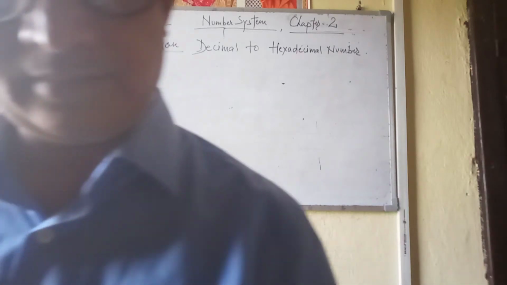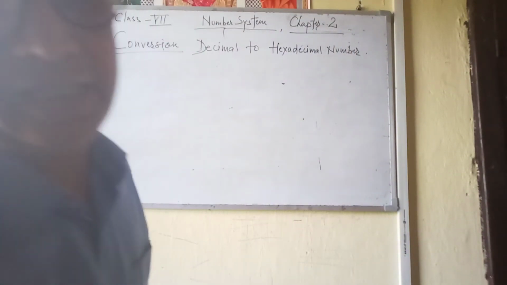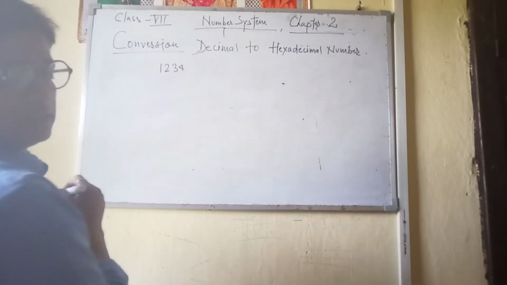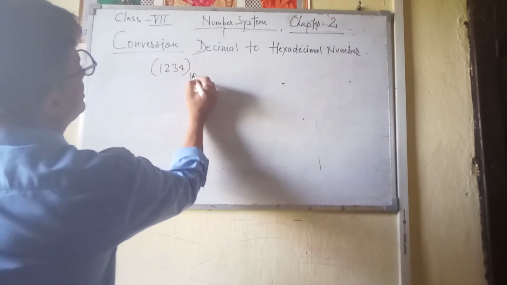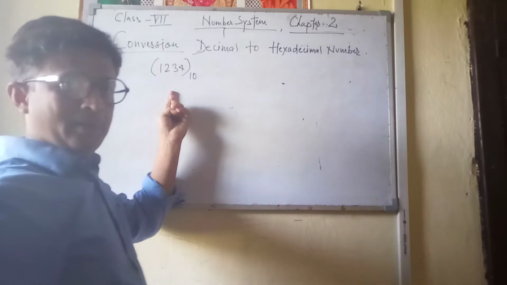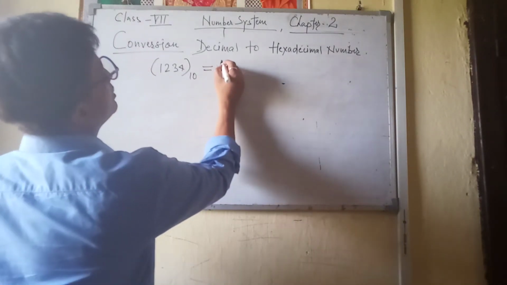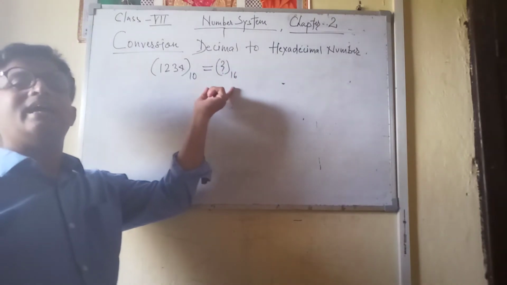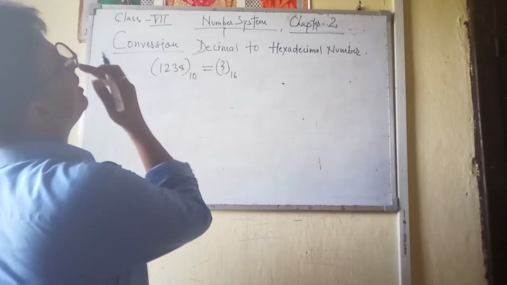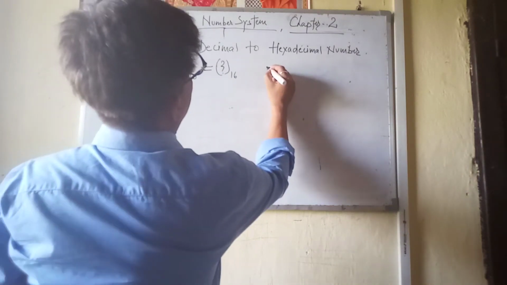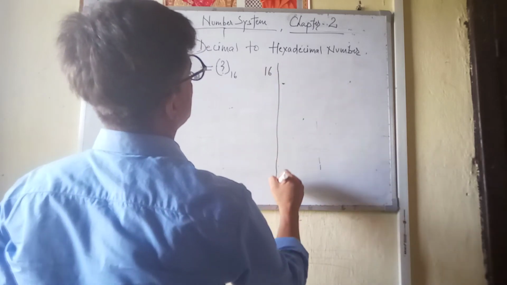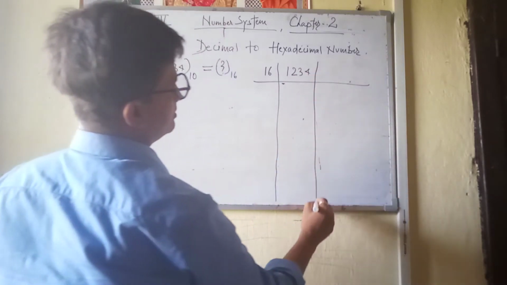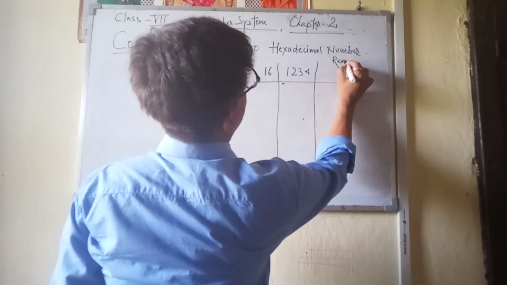Suppose we have a number, the same number, suppose 1234. This is base 10, so this one is a decimal number. What we have to do? We have to convert it into hexadecimal. 16 represents hexa. Now how to go? Now see. By 16, we have to divide 1234, same process. Here, this is the remainder section.